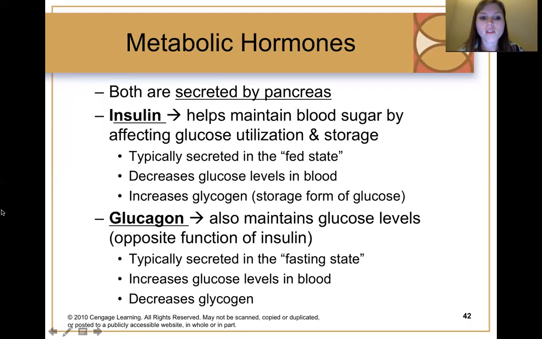So like what I said, the pancreas is an endocrine organ. It does secrete hormones. So the pancreas actually secretes both of the major metabolic hormones, insulin and glucagon. They're secreted by different cell types in the pancreas, but they're both from the pancreas. So insulin helps maintain blood sugar as well as glucagon. So they both help maintain glucose levels. But remember, we need to maintain homeostasis. So you don't want too much glucose in the blood and you don't want too little.